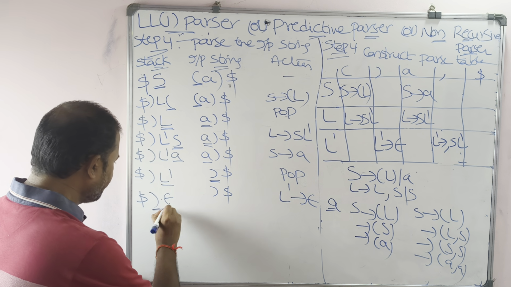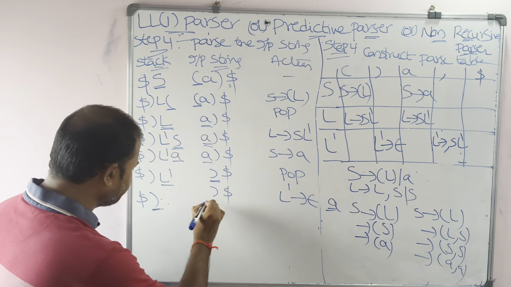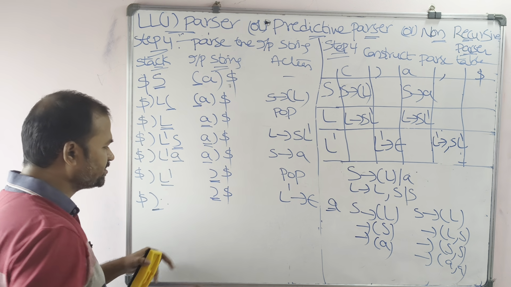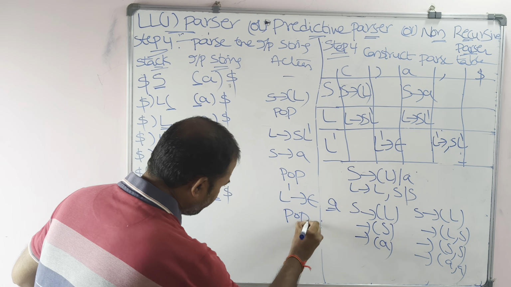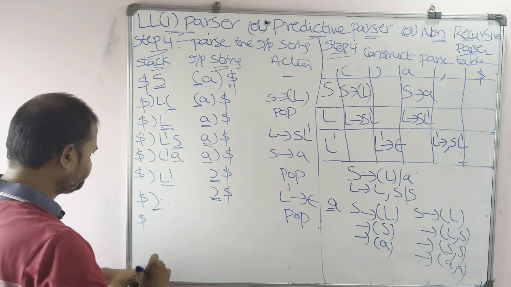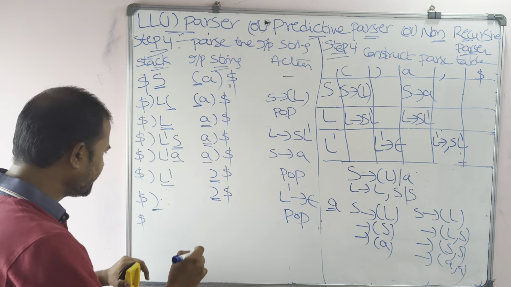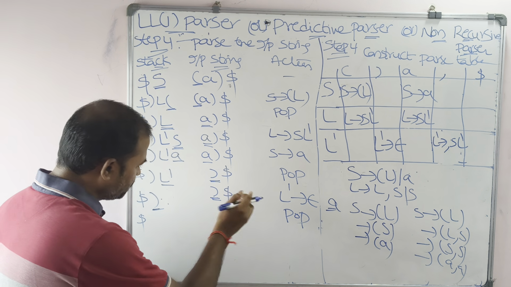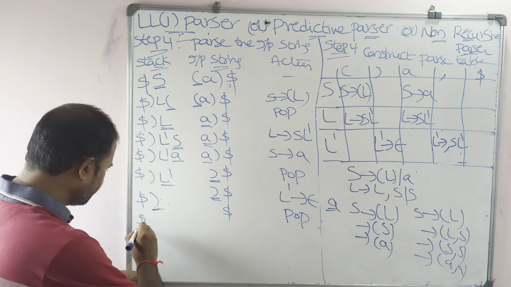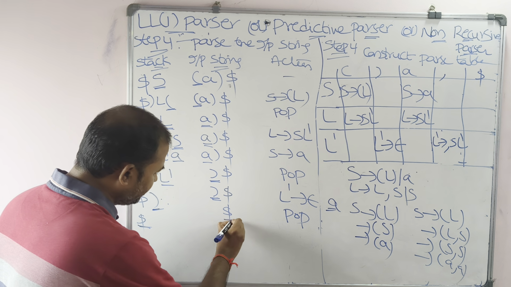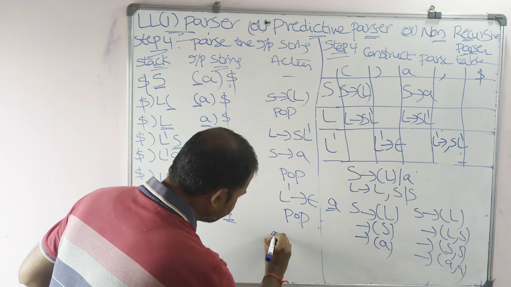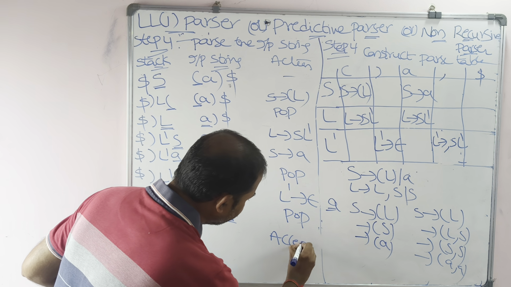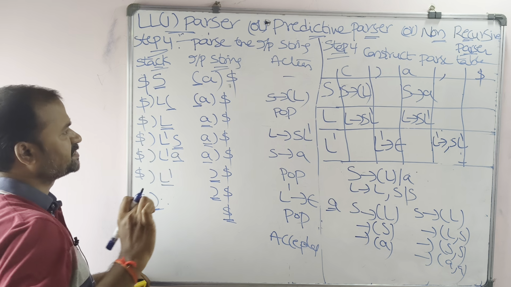Next, the top of the stack is right parenthesis, and the input symbol is also right parenthesis. Both are the same, so we have to perform the pop operation. Pop the stack and pop this one also, so move the head one position to the right. The top of the stack is dollar as well as the input string is dollar. So we can say that the string is accepted by the parser.